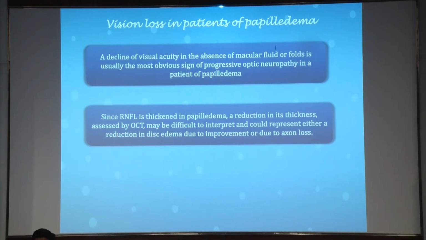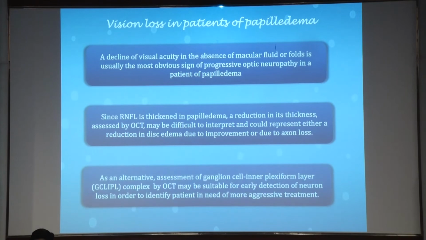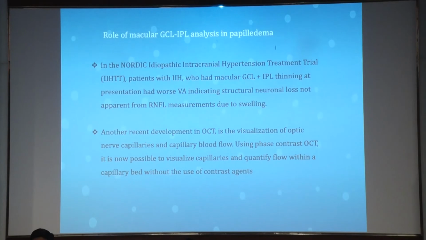And since these patients have RNFL thickening due to edema, this is very difficult to appreciate on RNFL thickness OCT. Here comes the role of the ganglion cell inner plexiform layer complex by OCT measurement, which may help in detecting early neuronal loss in order to identify patients in need of more aggressive treatment. So we found that patients who had macular GCL-IPL thinning at presentation had worse visual acuity, indicating structural neuronal loss, which was not apparent from RNFL measurements due to swelling.